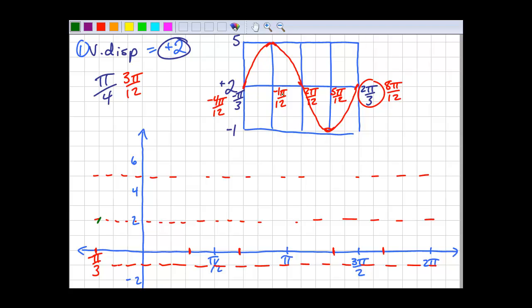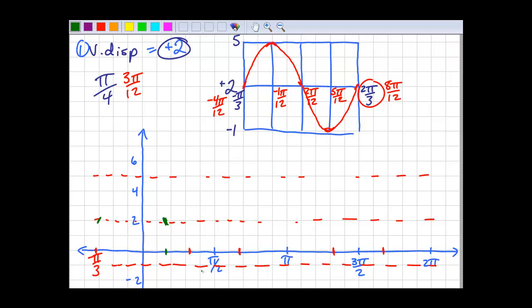At negative pi over 12, I was at my maximum. It's a little harder for me to show right now. Let's go on to the next point. 2 pi over 12, I was back at the bottom. So 2 pi over 12, that's the same as pi over 6, which is halfway between 0 and pi over 3. So that's right over here. That's where I'm crossing back down.